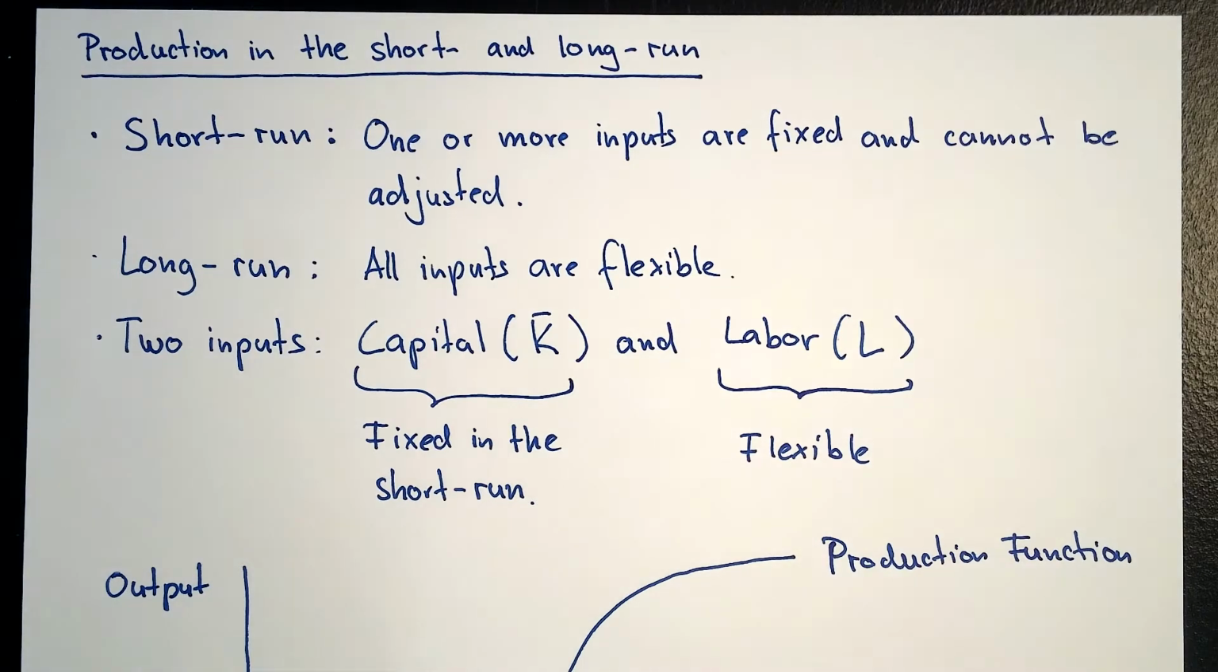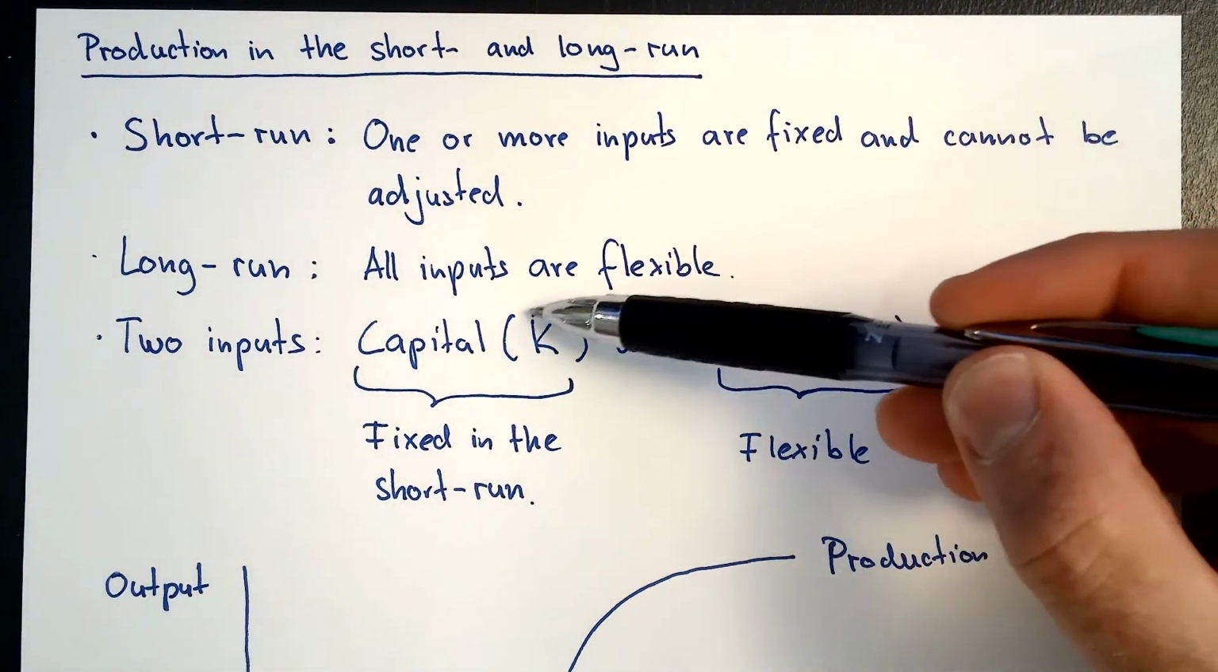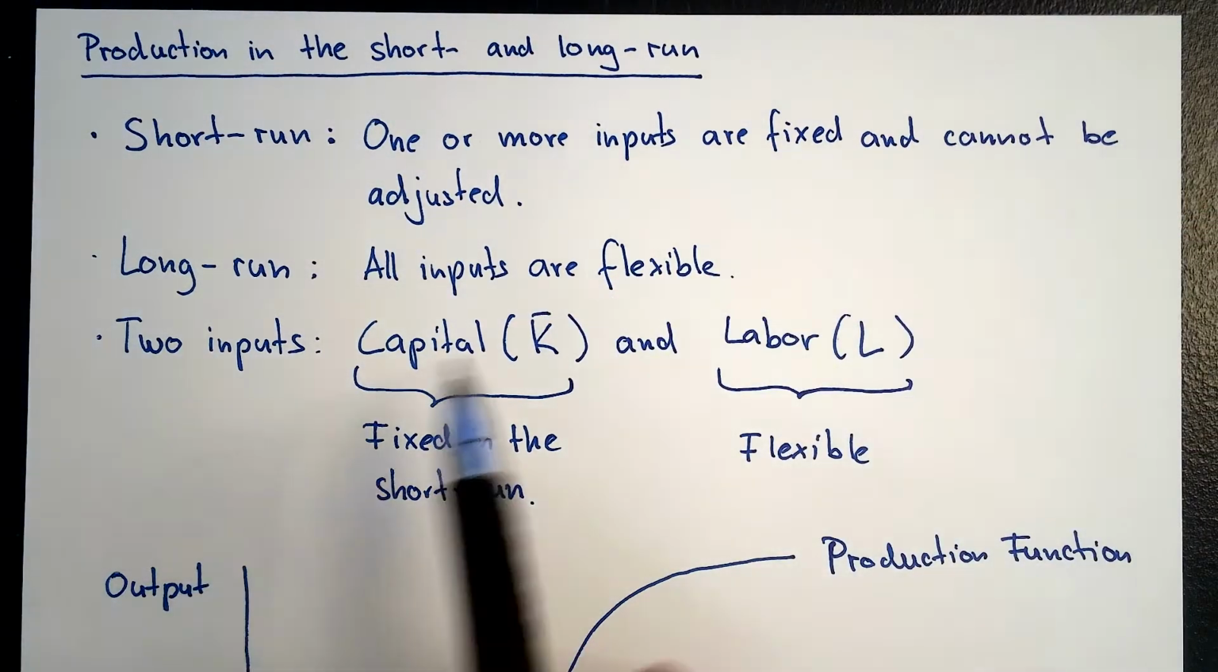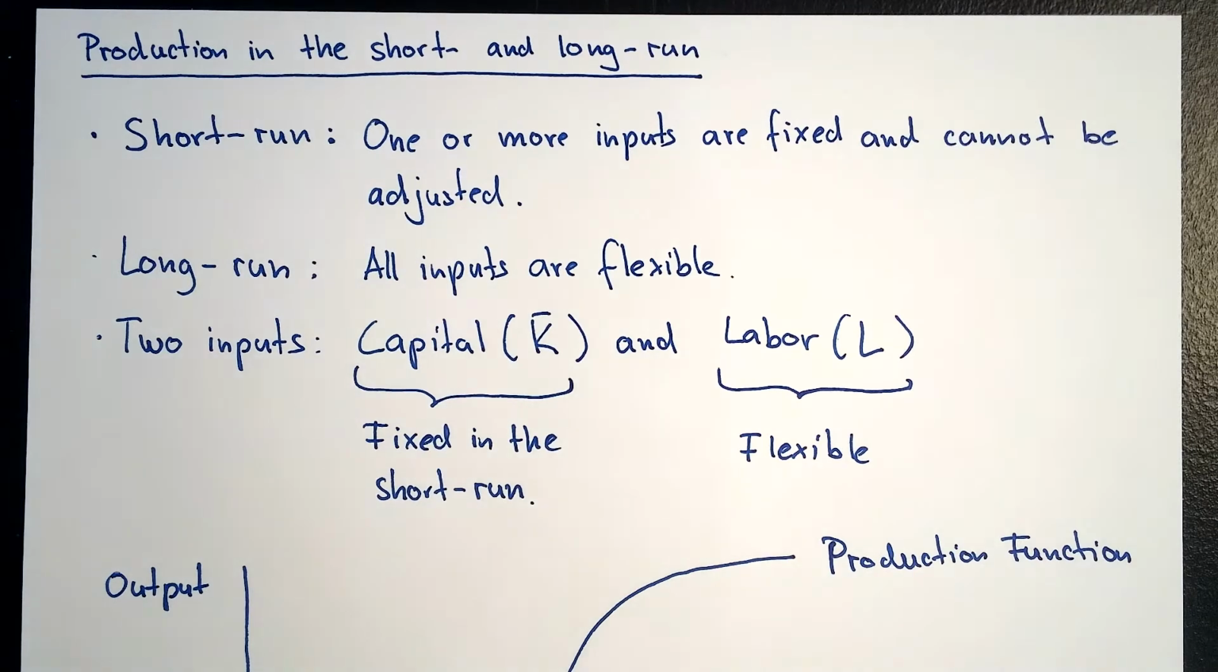So note that capital, again, is fixed in the short run. And to denote that it is fixed in the short run, I put a little bar over here. Okay, but usually the bar is not necessary. Now, in the first step, we are going to look at production in a short run, in the sense that we assume that one input is fixed, and we are only going to look at labor.